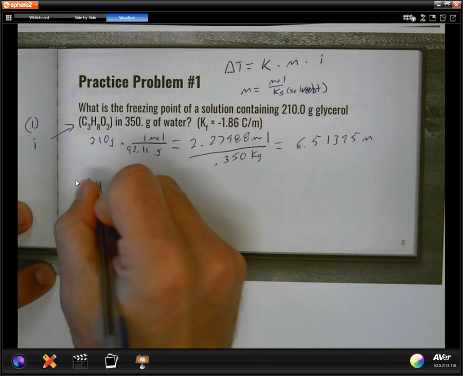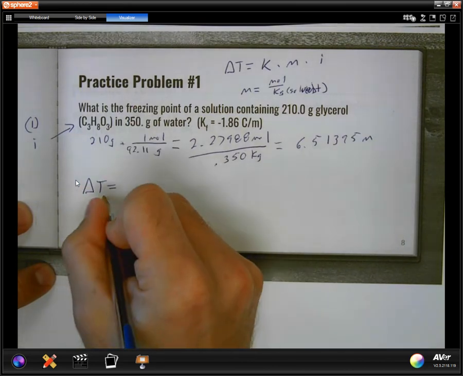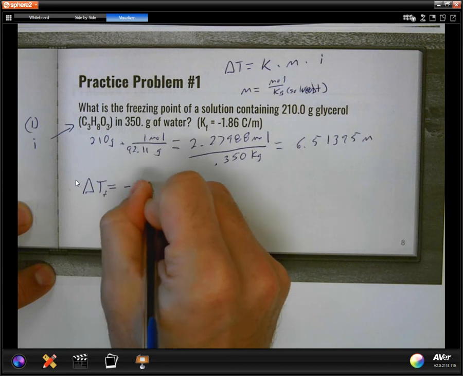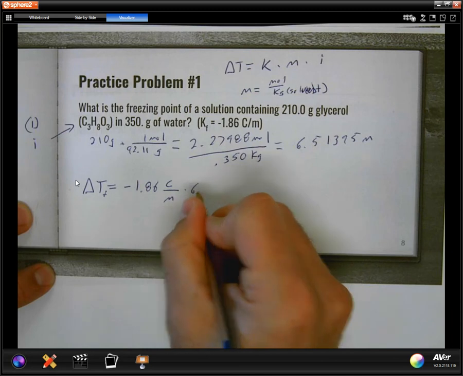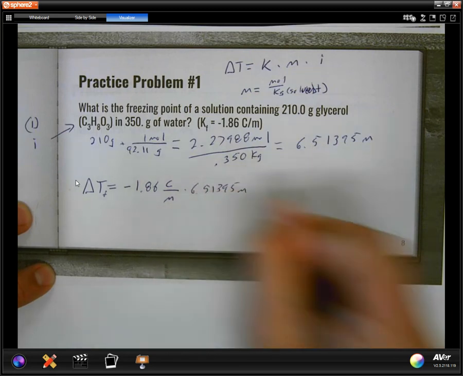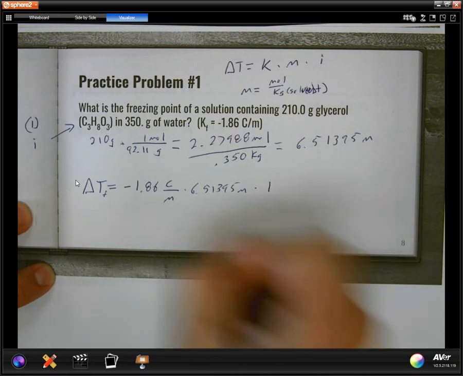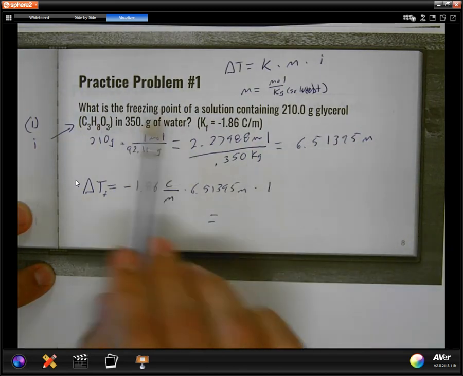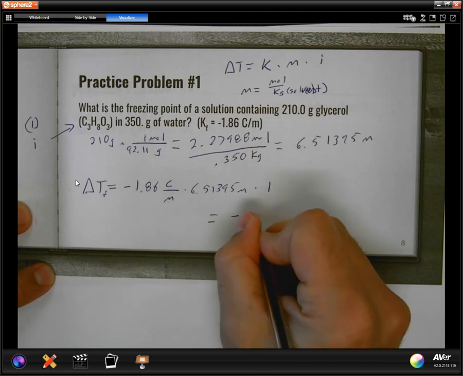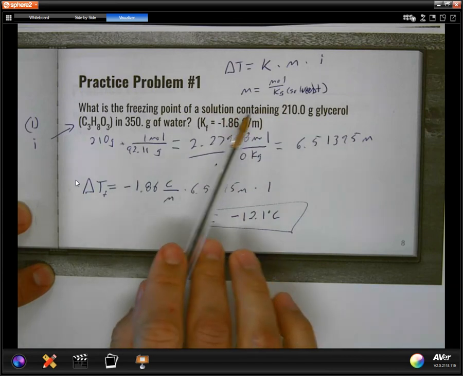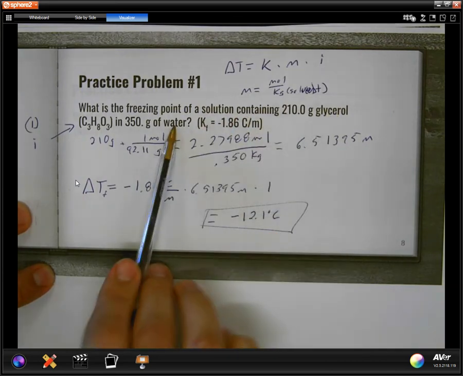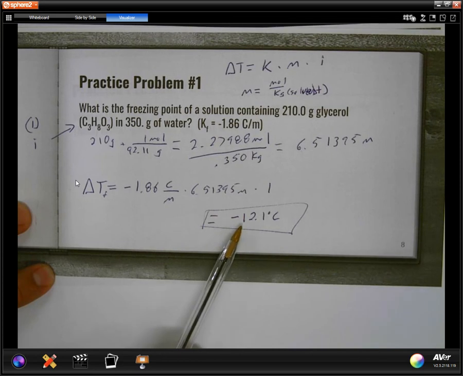I'm just going to see that my change in temperature, since we're talking about freezing point, it is a little f there, of negative 1.86 degrees Celsius per molal times my molality, 6.51395. I like to keep a lot of decimal places there so I don't mess up, times 1. And of course, when you look at this, I've got 3 sig figs, put it in my calculator, and I get negative 12.1 degrees Celsius. Meaning that if I add glycerol to water, the point at which it will freeze will drop about 12 degrees. So remember, that's change in temperature.